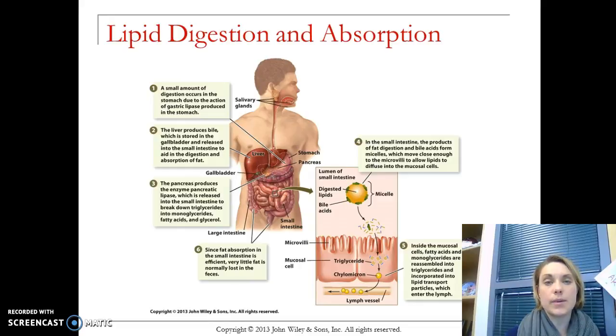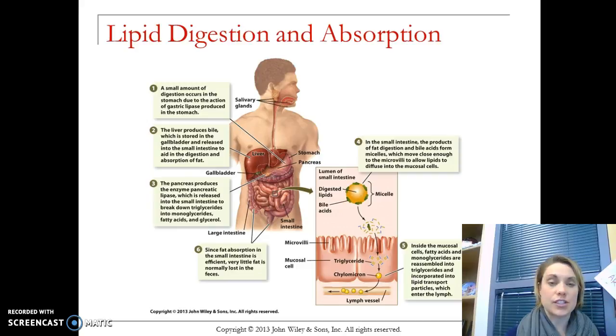Now, when we look at lipid digestion and absorption, lipid digestion is a little bit more complicated than carbohydrate digestion because we first need to emulsify lipids in order to increase the surface area of the fatty acid droplets before we can absorb lipids and digest them. A little bit of digestion occurs in the mouth and in the stomach. There's an enzyme called lingual lipase in the mouth and an enzyme called gastric lipase in the stomach.